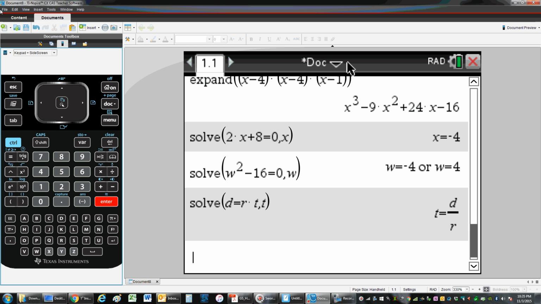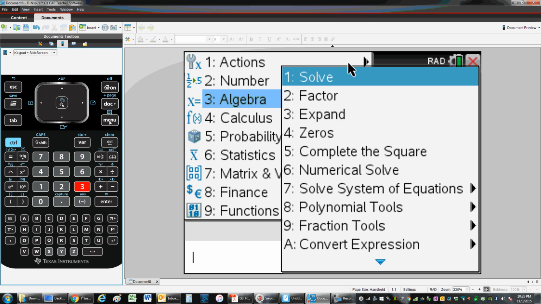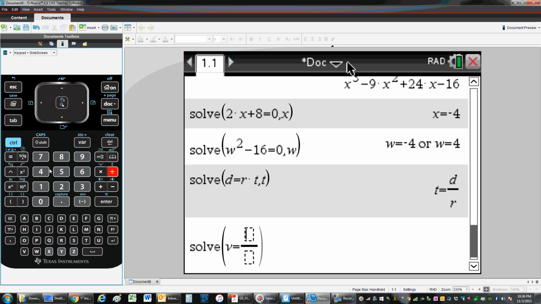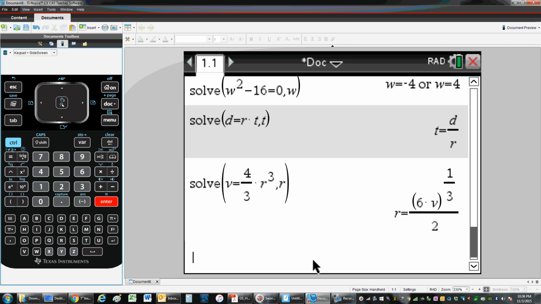So you could solve, algebra solve, if I wanted to do volume equals, let's get a nice fraction, the volume of a sphere. I'm just going slower. I'm trying to type it in with the handheld. I don't need to always go faster than you just because I can type on the keyboard. But you can solve it for R. You could take any of your formulas and solve for another one. Very powerful.